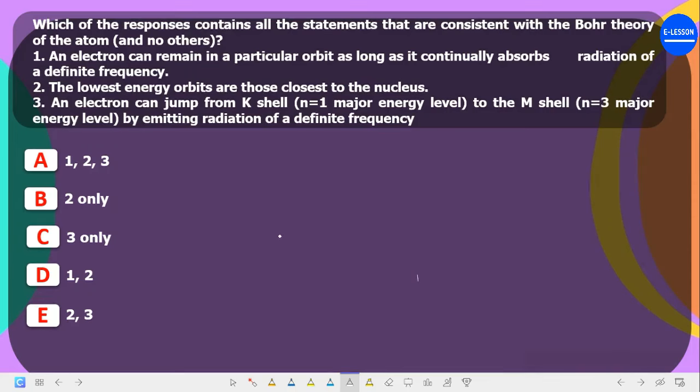Hello scholars. So let's continue with answering the past question papers for the last examinations. Let's take question number 1.